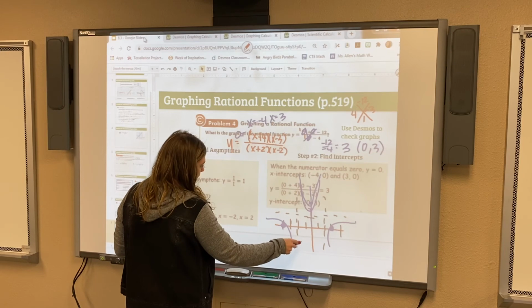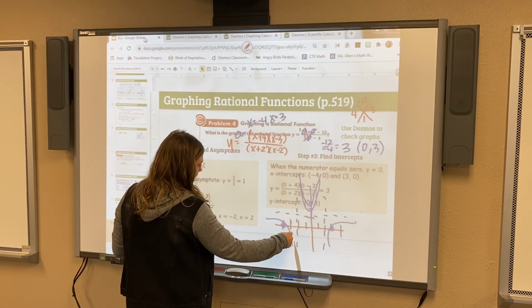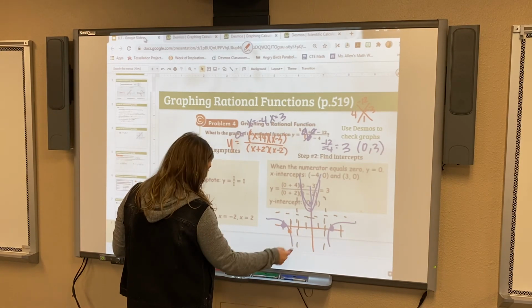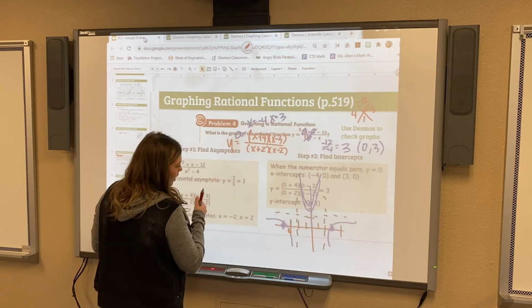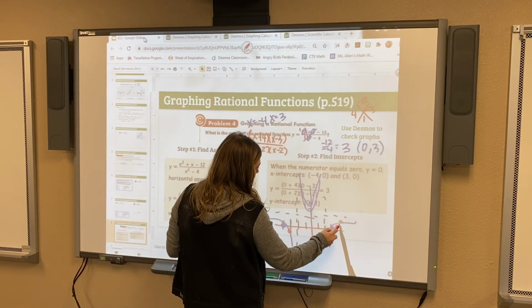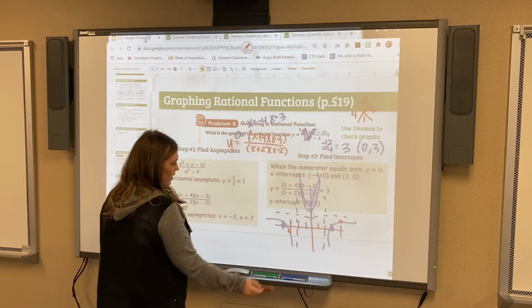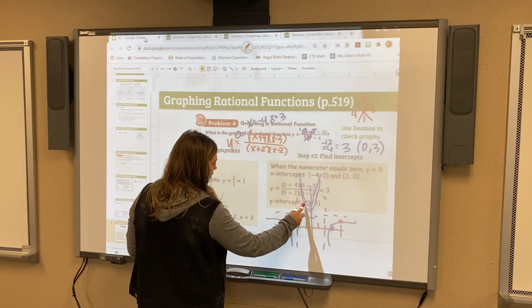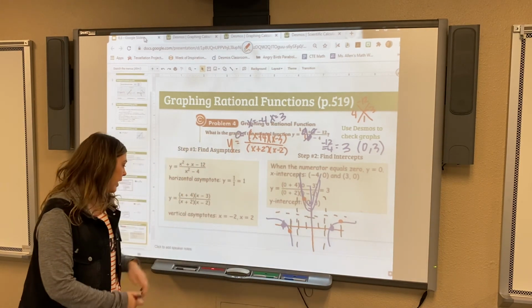Negative 3 was negative 6 over 5, so about right there, which is what we have. 4 would be the 2/3, which is what we have. And then the negative 1 was 4, 1, 2, 3, 4, which is about what we have, okay?